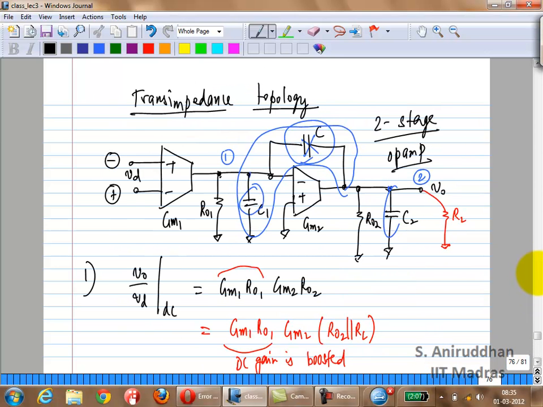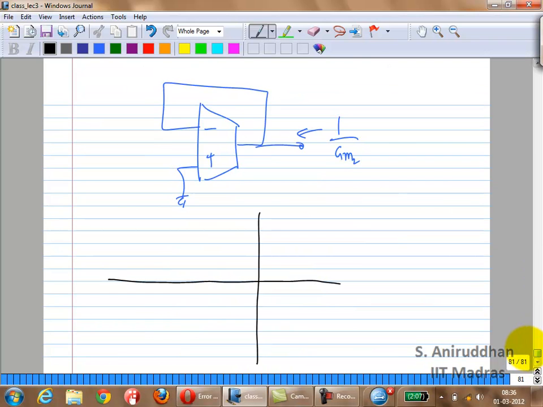Okay, so let us take the case where you don't have any capacitance at all. C is 0. Where are the two poles? Go1 by C1 and Go2 by C2. Correct? So let's mark that down here.